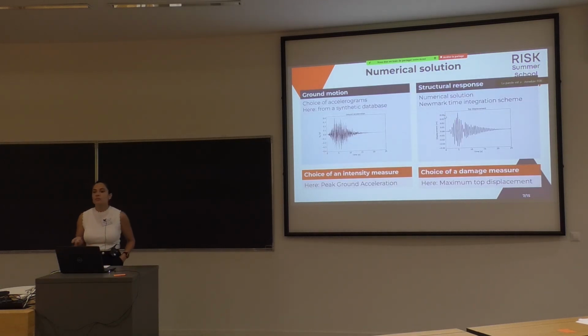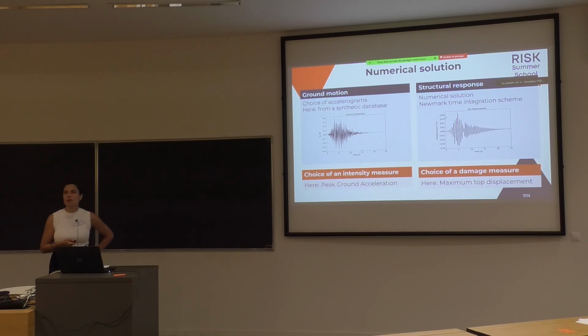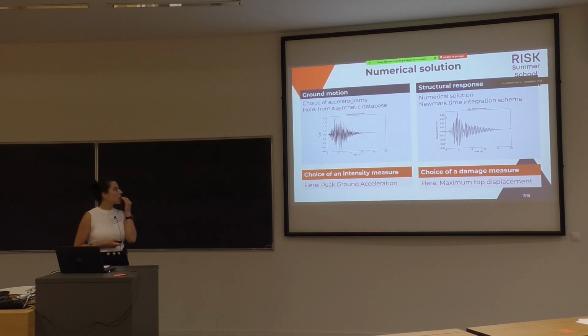So we know the equation of motion for such an oscillator. And we then will be able to compute very quickly a numerical solution, assuming that we can have the ground motion. So here I choose accelerograms from a synthetic database with various aimed PGAs. And the structural response is computed using an integration scheme, here a Newmark time integration scheme, which is very classical for this kind of dynamic solicitation, that is a quite slow dynamic solicitation. So we need a model of the structure, choice of ground motion, and we need to choose, as you have seen, an intensity measure. So here I chose the peak ground acceleration to illustrate the methodology, and a damage measure. So here, what I chose is the maximum top displacement of the pier.